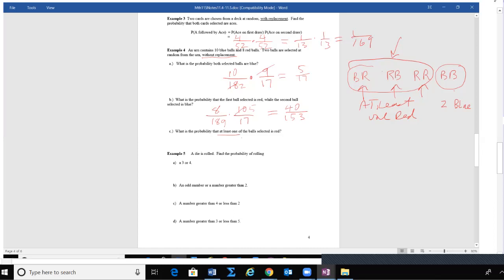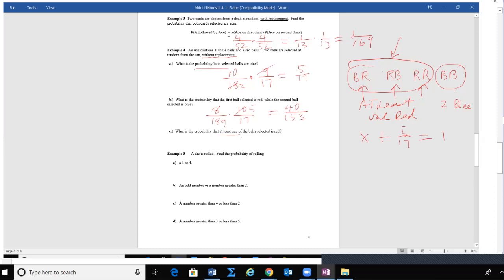Seems easier to just figure out two blues. The fact is, we already did that work. We did it up here. And you see how easy it was, 5 over 17. So the point is, whatever this probability is, let's just call it x. When you add it to this probability, which is 5 over 17, you'll get a 1 because they're complements.